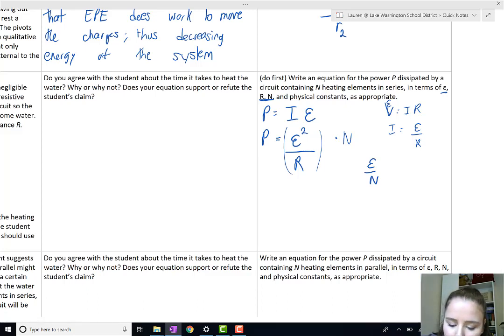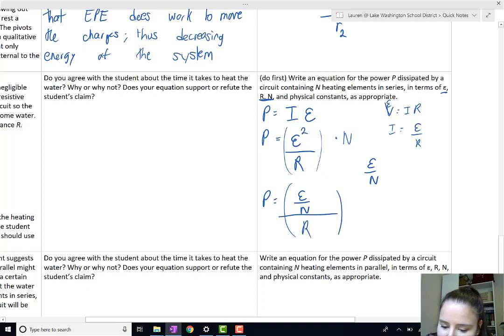So if we put that into our equation, we have the voltage divided by N over that resistance times this N. Oh, and this is squared in the equation. So one of those N's is gonna cancel out. And so we end up with E squared over N times R. Okay, so the voltage squared divided by N times R.